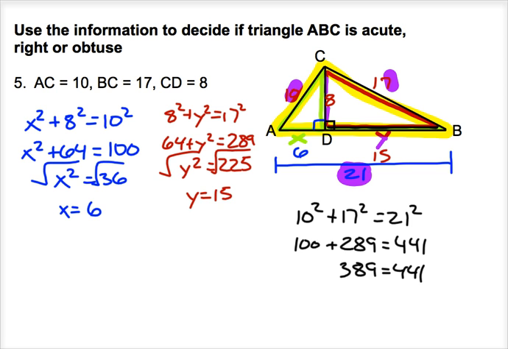And again, I'm going to compare what's happening to my C value. My C value is larger than it needs to be for a right triangle, which means that I'm going to end up with an obtuse triangle.